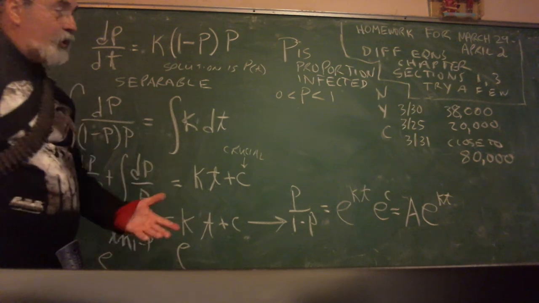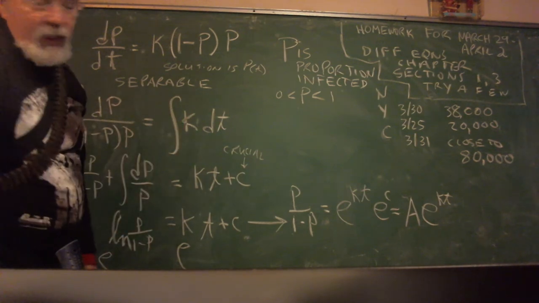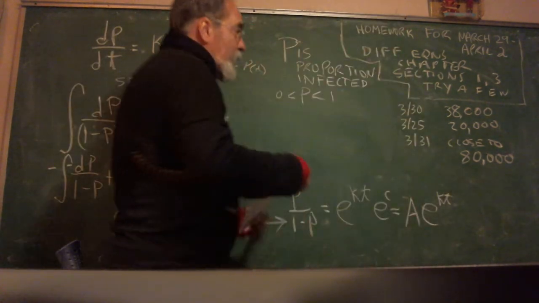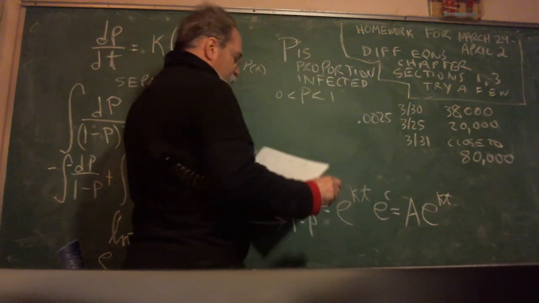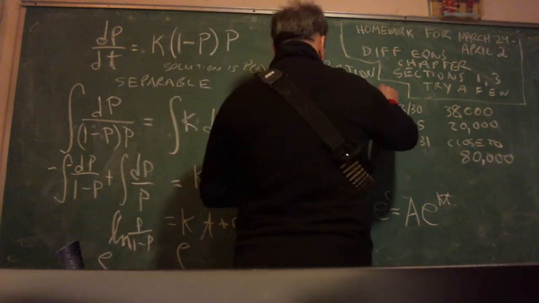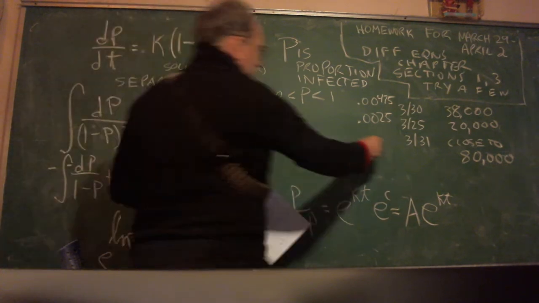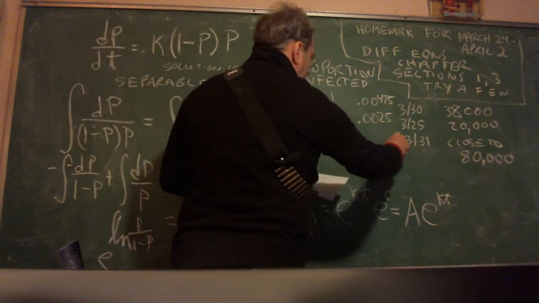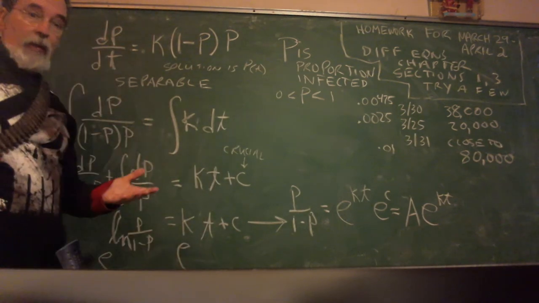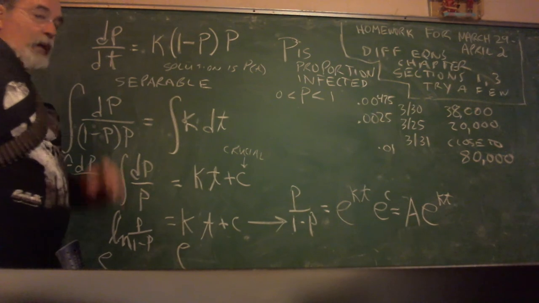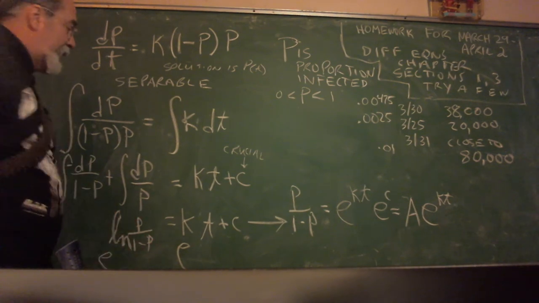Now, this is a good time to use our data. So I did the numbers ahead of time. The proportions that we get for these 3 numbers up there: for the 20,000, the proportion comes out to be 0.0025. For the 38,000, 0.00475. And for the 80,000, is it 0.01? Yeah, 0.01 for the 80,000. So with the 80,000, they're reaching 1% of the population infected, which sounds small, but it's 8 million people, so 1% is 80,000. It's a big amount.